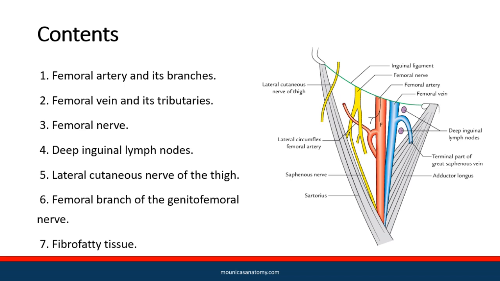Contents are femoral artery and its branches, femoral vein and its branches, femoral nerve, deep inguinal lymph nodes, lateral cutaneous nerve of thigh, femoral branch of genitofemoral nerve, fibrofatty tissue.